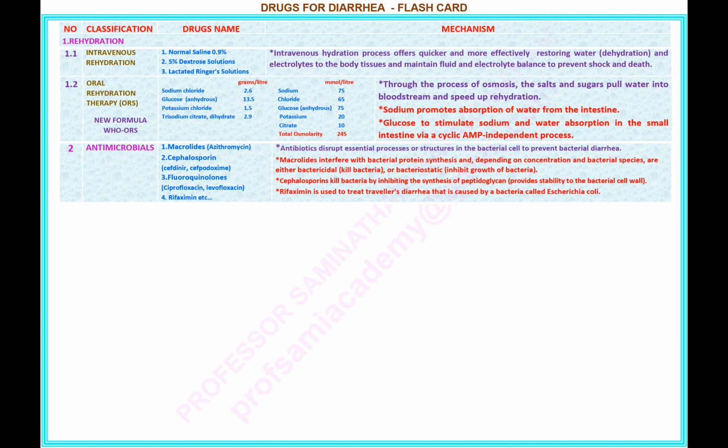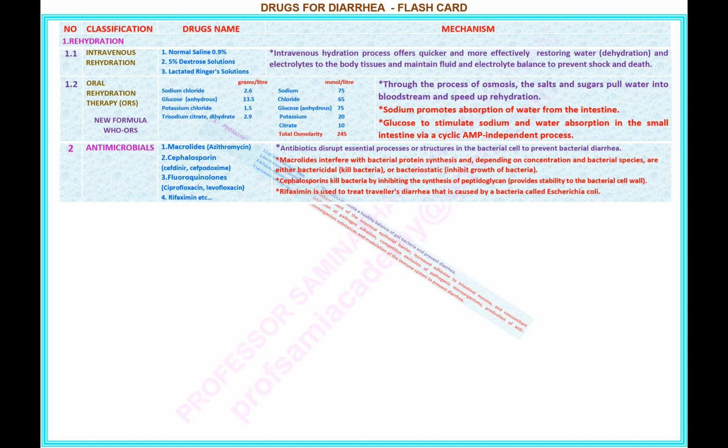Macrolides interfere with bacterial protein synthesis and, depending on concentration and bacterial species, are either bactericidal, kill bacteria, or bacteriostatic, inhibit the growth of bacteria. Cephalosporins kill bacteria by inhibiting the synthesis of peptidoglycan, which provides stability to the bacterial cell wall. Rifaximin is used to treat travelers' diarrhea that is caused by a bacteria called Escherichia coli.